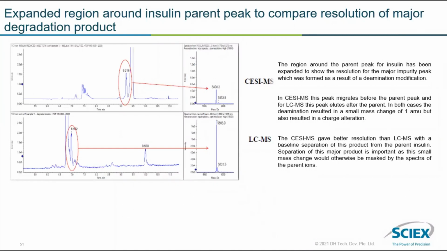In both cases, the deamidation resulted in a small mass change of 1 AMU, but also resulted in a change in the separation. So if you see the LCMS profile and compare it with the CESI, the CESI-MS gave better resolution than LCMS, with the baseline separation of this product from the parent molecule. And the separation of the major product is also very important. And when we talk about small impurities like this degradation species, it is well resolved in CESI-MS.